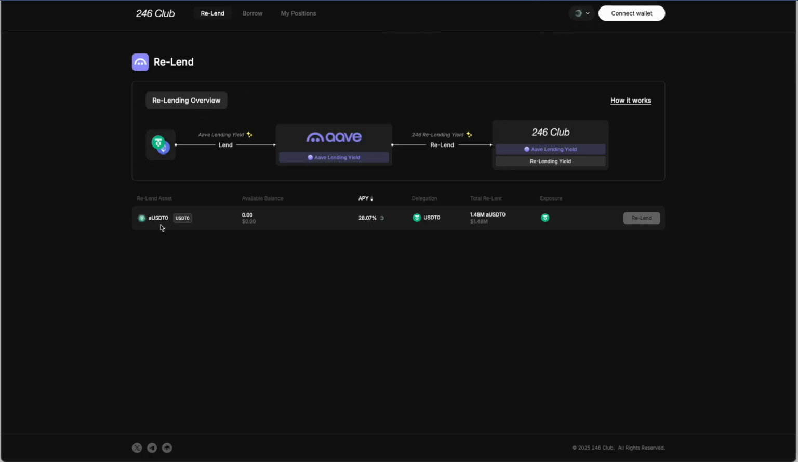You can supply USDT or AAVE USDT, and you're going to get around 28% currently. As you can see, this is broken down into your AAVE rate, this re-lending APY rate, and the Plasma extra bonuses on protocols that are currently live. So you can consider that, but let's take a look at how this thing works.